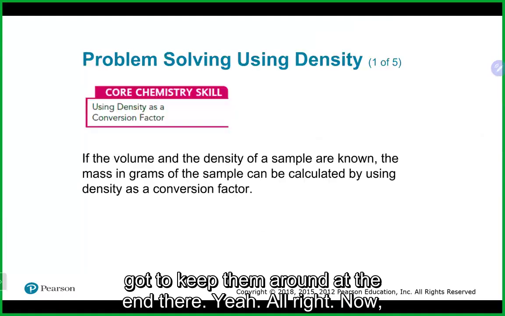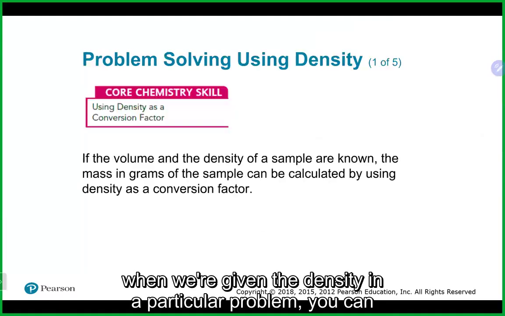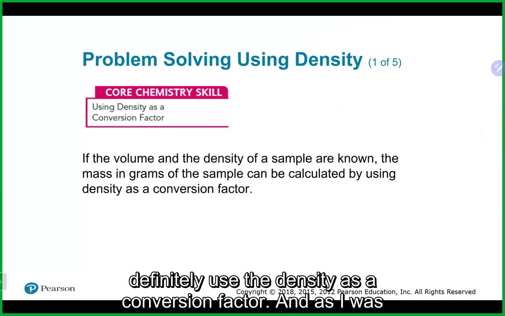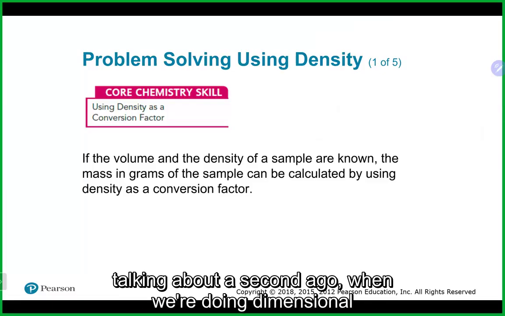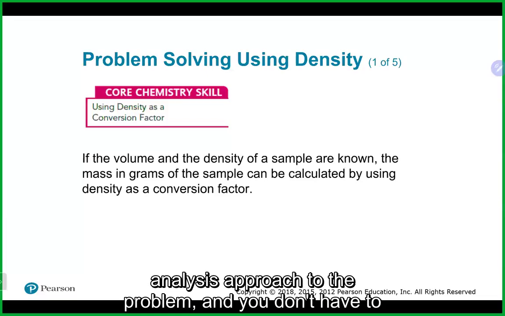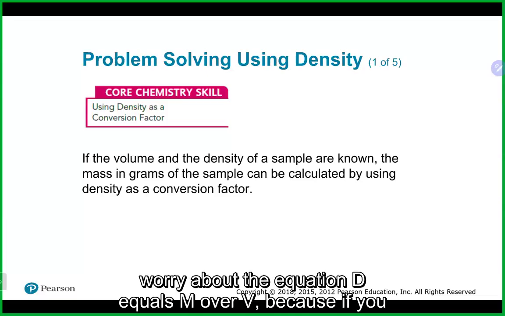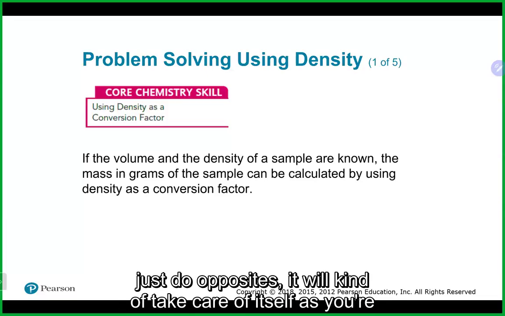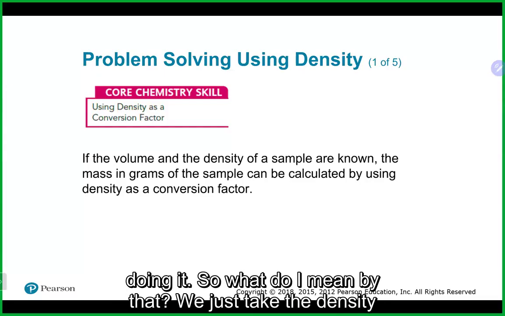All right. Now, when we're given the density in a particular problem, you can definitely use the density as a conversion factor. And as I was talking about a second ago, when we're doing dimensional analysis, you could take a dimensional analysis approach to the problem. And you don't even have to worry about the equation D equals M over V, because if you just do opposites, it will kind of take care of itself as you're doing it. So what do I mean by that?